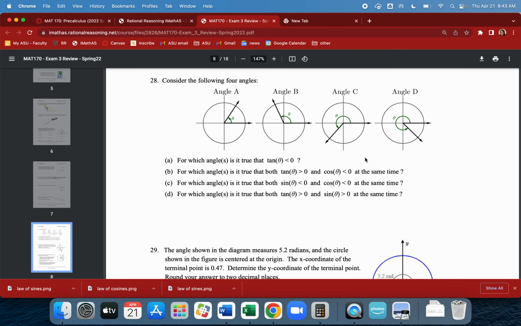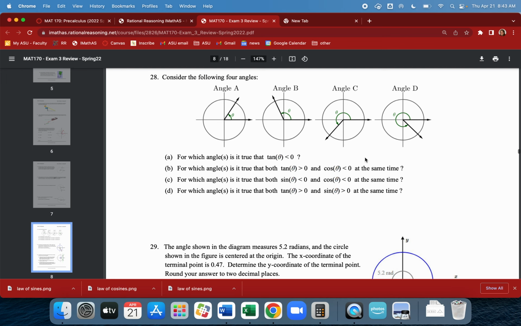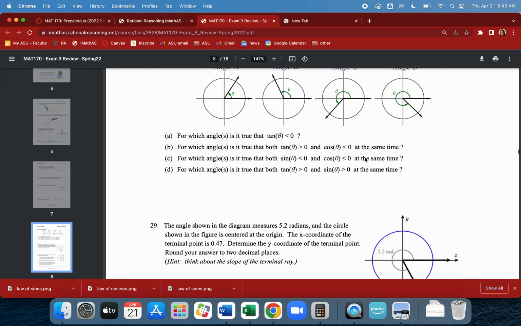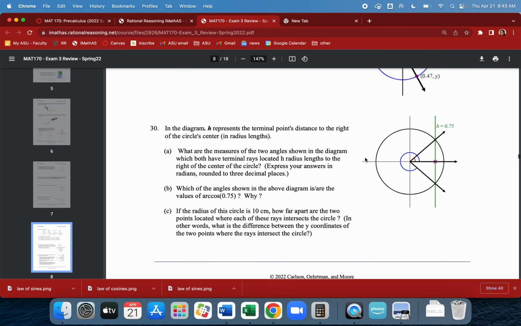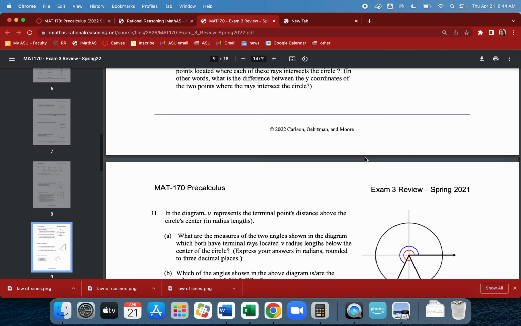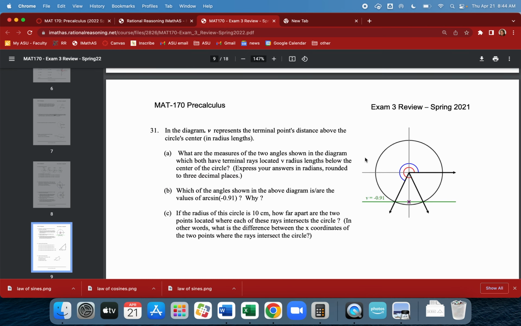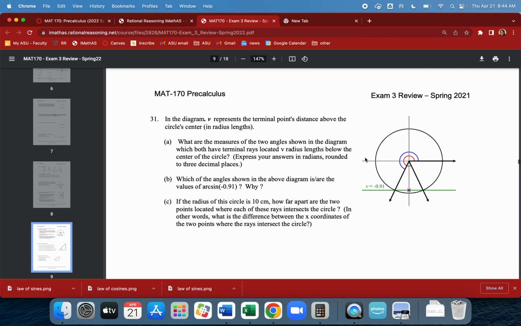Let's see. Quadrants where sine, cosine, and tangent are positive versus negative. It's based on x and y coordinates, right? I think we've talked about all of these fairly recently. Two angles that have the same sine or cosine value, how they're going to look relative to one another, what coordinate points they're going to go through relative to one another. If you know one, you know the other.